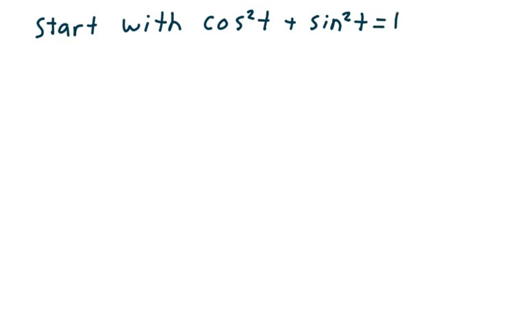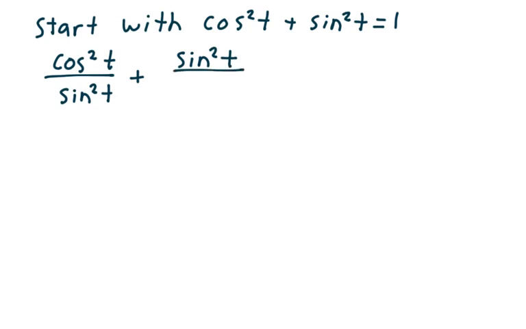Now, once again, start with cosine squared t plus sine squared t equals 1. And I'm going to divide both sides by sine squared t. So cosine squared t divided by sine squared t plus sine squared t divided by sine squared t.